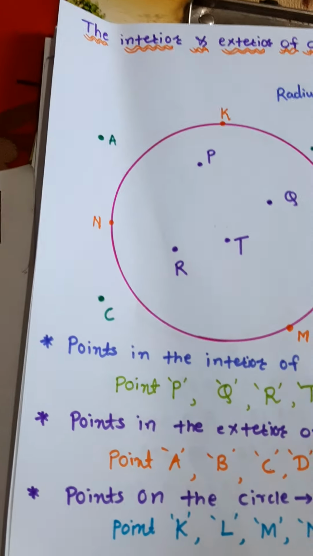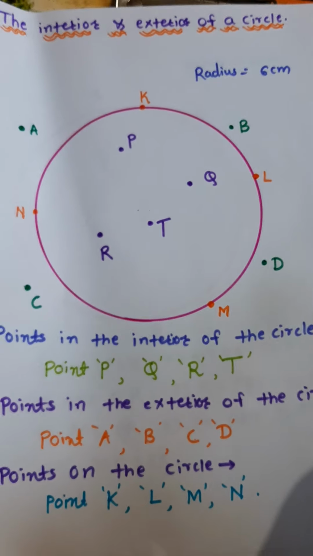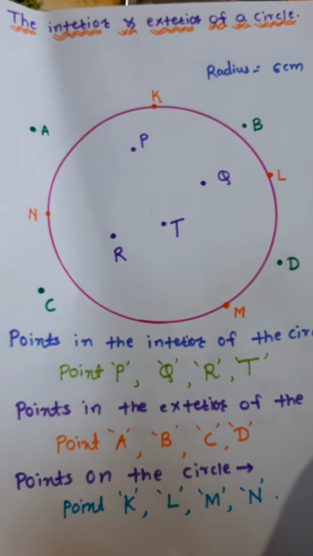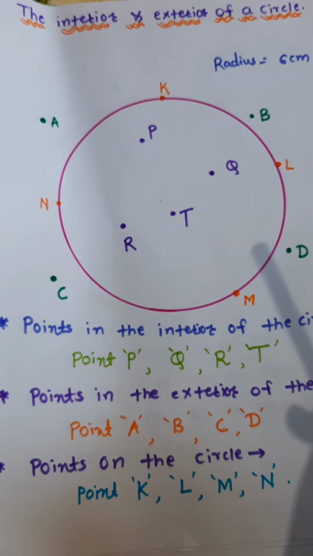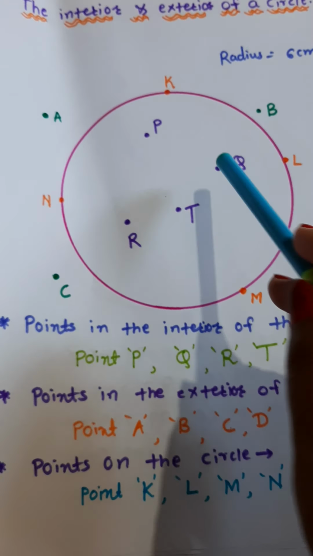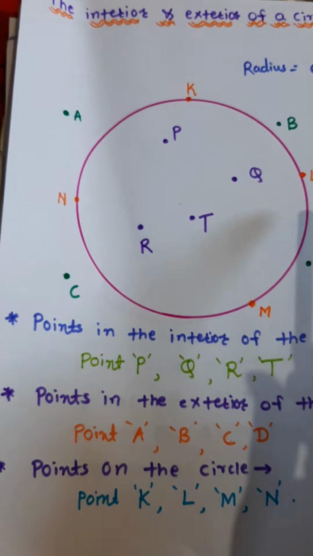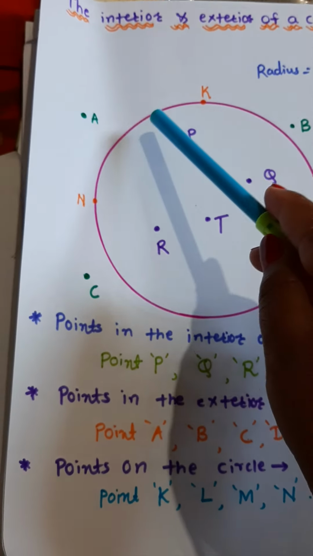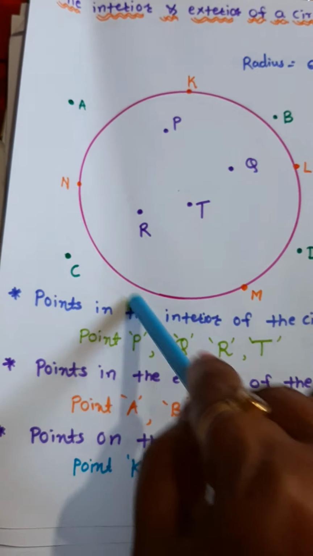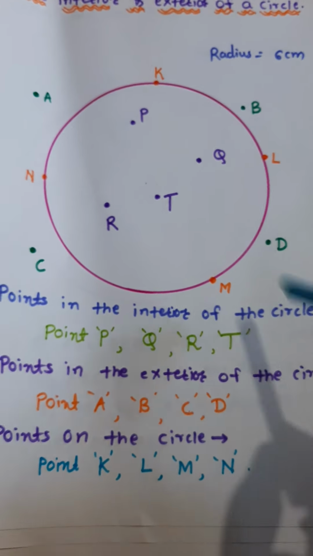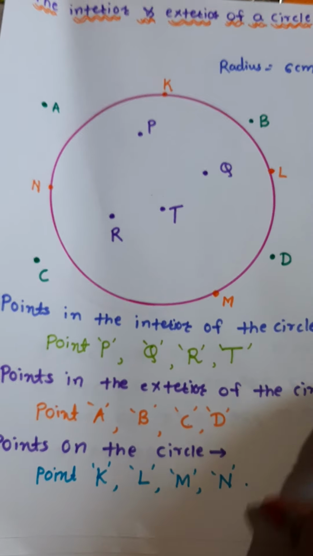Next point. Now see the interior and exterior of the circle. Very simple. The definition is in its name. Interior means inside. Exterior means outside. And on the circle means here, on the circle. This curved line of the circle is called circumference.